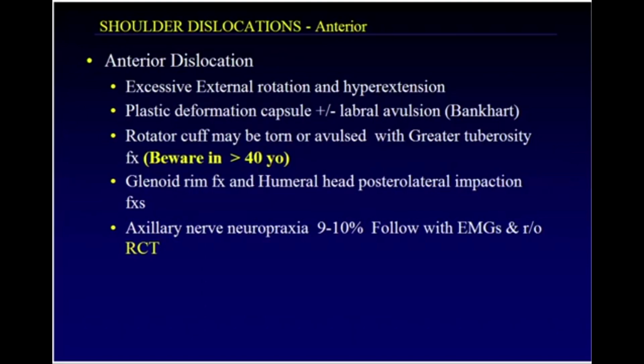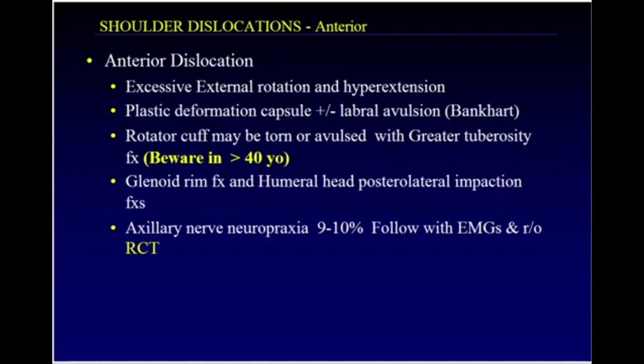And you really have to beware of that in the older patient with a shoulder dislocation. So a patient older than 40 years old, definitely when you see a patient with a shoulder dislocation, be concerned about the possibility of damage to the rotator cuff. Glenoid rim fractures can occur with avulsion of the anterior capsular structures, and you can have the Hill-Sachs lesion, which is a posterior lateral impaction fracture of the humeral head.